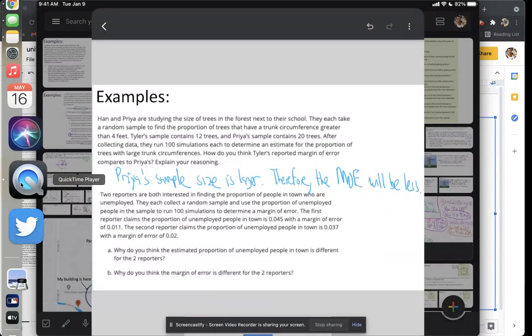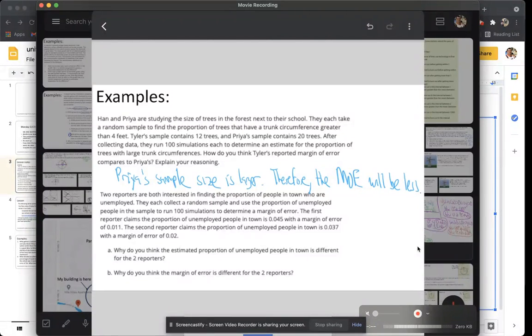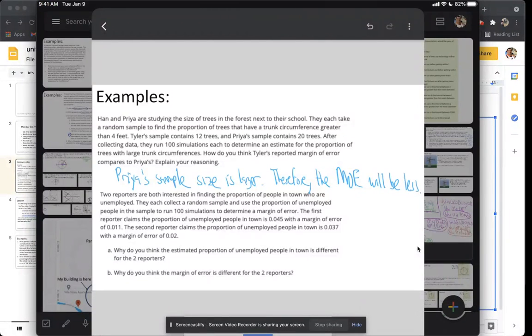Okay. And that was all they were going for. The bigger the sample size, the smaller the margin of error is. Okay. Two reporters are both interested in finding the proportion of people in town who are unemployed.